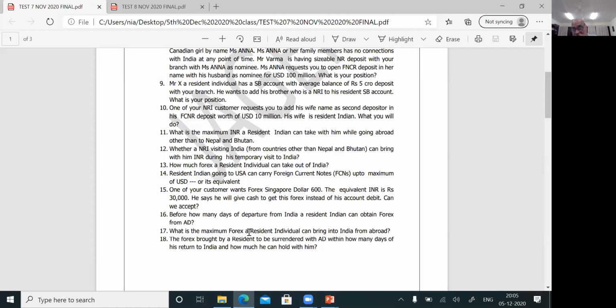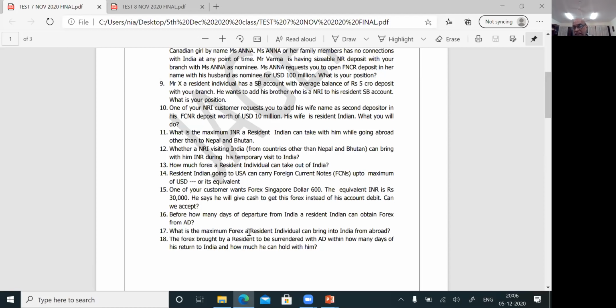Again, I repeat: unless the non-resident has come to India for permanent settlement, he need not surrender the forex within 180 days to the authorized dealer. If he has come for a temporary visit, he can take it back with him.